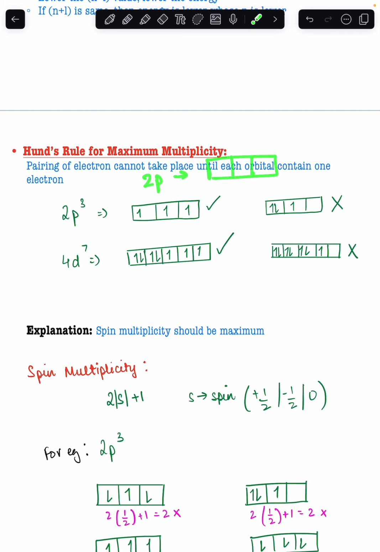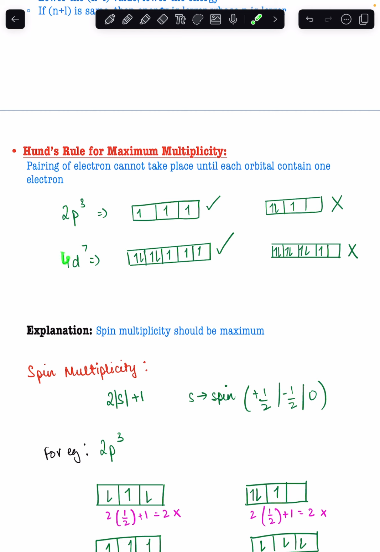So when you have to write 2p3, you will not fill it like this: in the first orbital you fill 2, and then in the second orbital you fill 1. This is the wrong way. What you have to do is first fill 1 in each of them, like you filled 1, 1, 1, right? And then if there is another electron remaining, then pairing will start.